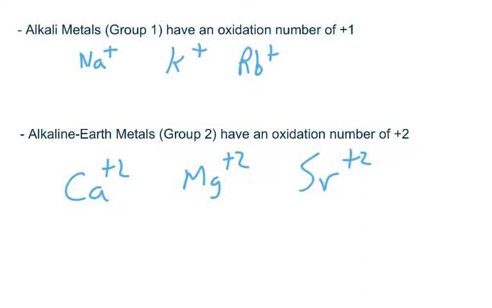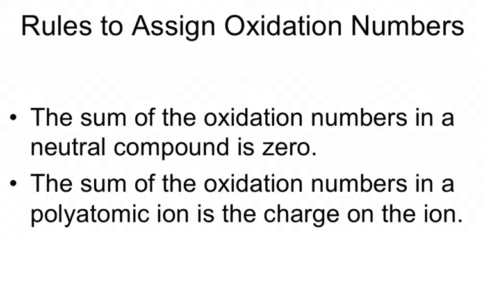Now, here's what we're going to do. We're going to put these rules together now so that we can assign oxidation numbers to each element, whether it's by itself or within a compound. And the two rules that we're going to go over are, first, the sum of the oxidation numbers in a neutral compound is 0. I'm going to address that rule in just a second. And then the second rule is that the sum of the oxidation numbers in a polyatomic ion would be equal to the charge of that ion.